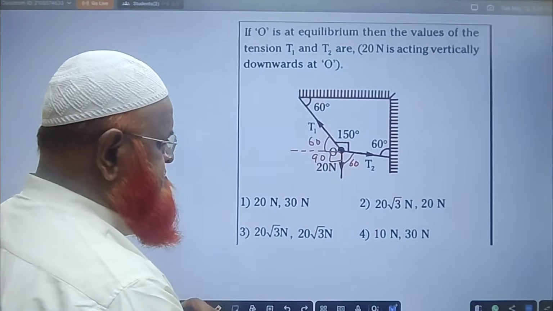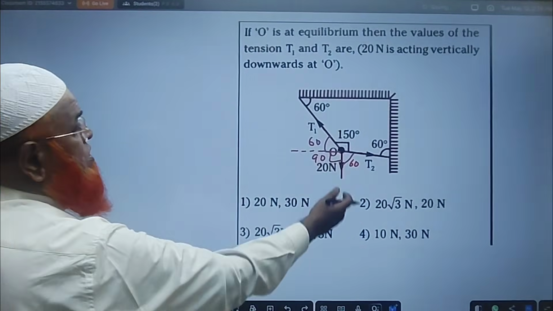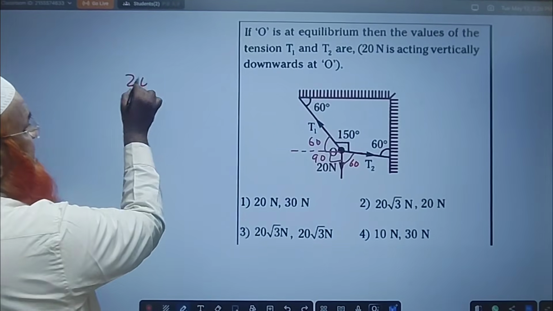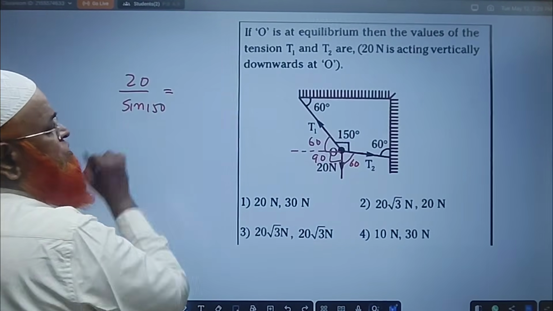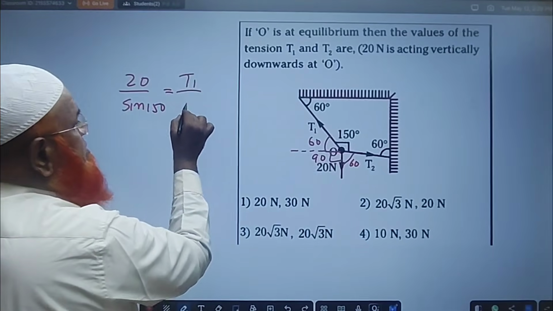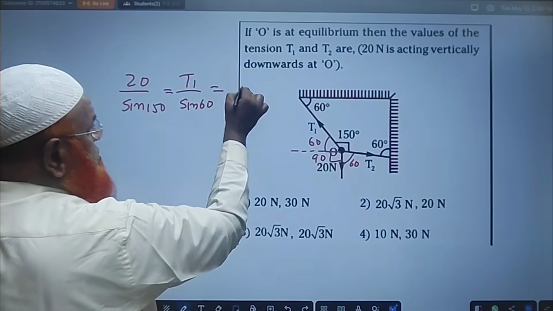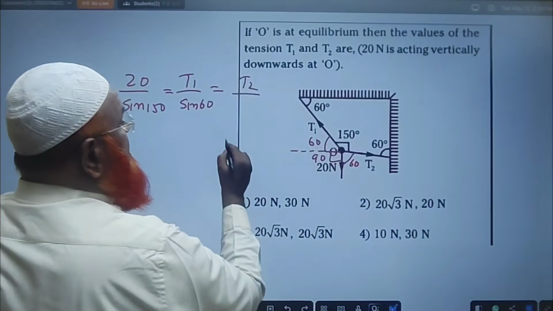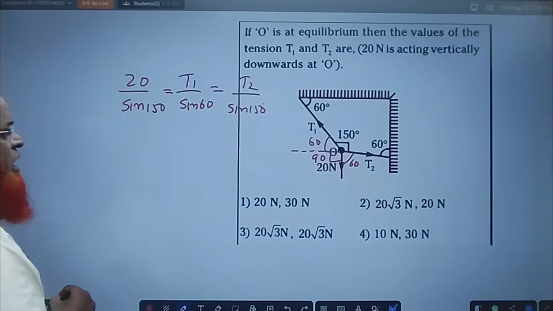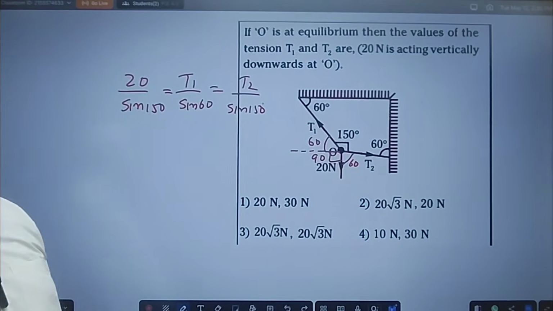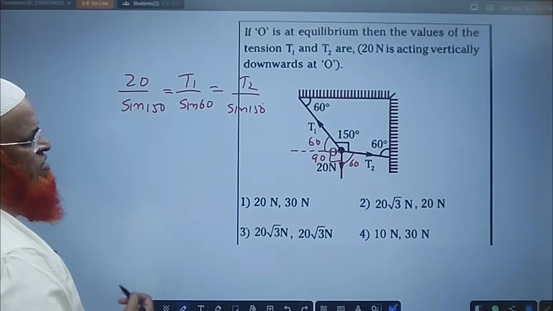Is it okay? So here, downward, what is the force acting? 20 divided by, which is equal to T1 divided by sine 60. The angle opposite, sine 60, which is equal to T2 divided by the angle how much? Again sine 150. Now, can't you find out T1 and T2 from there? So what will you do now? Anything you can find out.